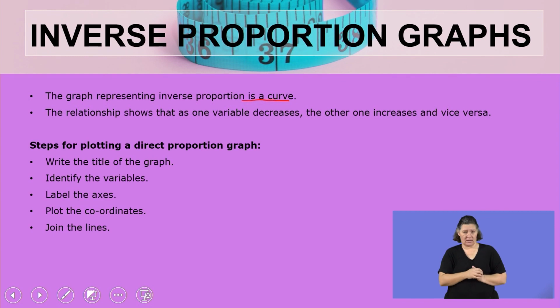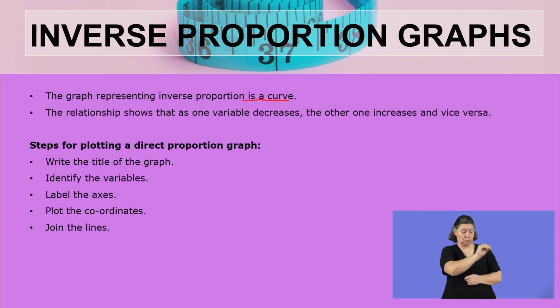So now we need to have a look at the steps that we will take to plot the graph. The steps are exactly the same. As you plot the graph, remember to write the title of the graph, identify the variables, label the graph, plot the coordinates, and join the coordinates. But as you join the coordinates, it won't be a straight line. It will now be a line that we call a curve, but it is still a line.